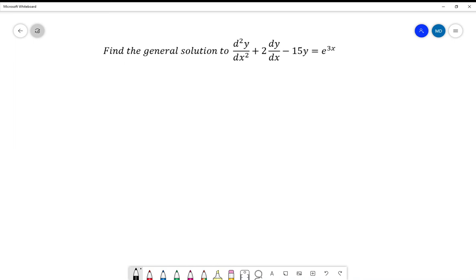Hello, I'm Mr. Daycock, and today I'm going to be teaching you how to solve second-order differential equations where the particular integral has a term in common with the complementary function. Okay, so here we are.